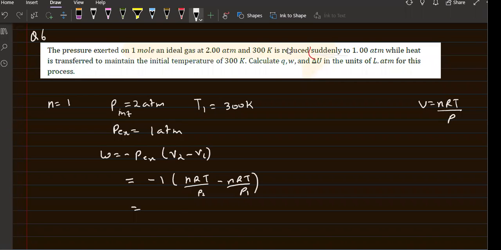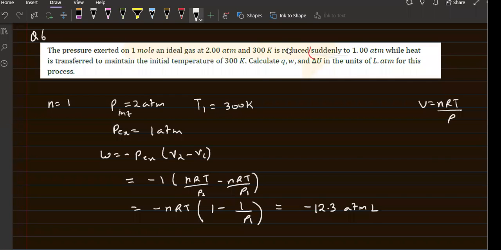That's what we have studied, right? So minus nRT, we can take common because P2 is 1. So 1 minus 1 by P1. Now, can you just put the value and solve? After putting the value and solving, we should get something around minus 12.3 atm liter.